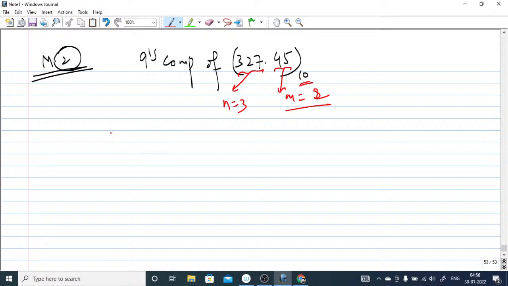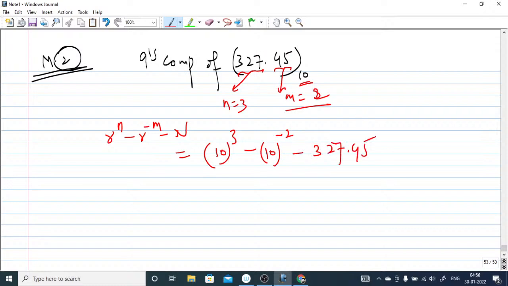What you can do here is you can use the formula r to the power n minus r to the power minus m, and minus the number itself. So r to the power n means 10 to the power 3, minus 10 raised to power minus 2, right? And minus the number itself, that is 327.45. This is capital N. Okay, this is capital N.